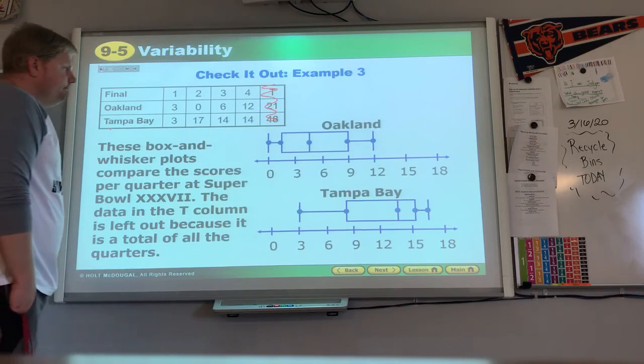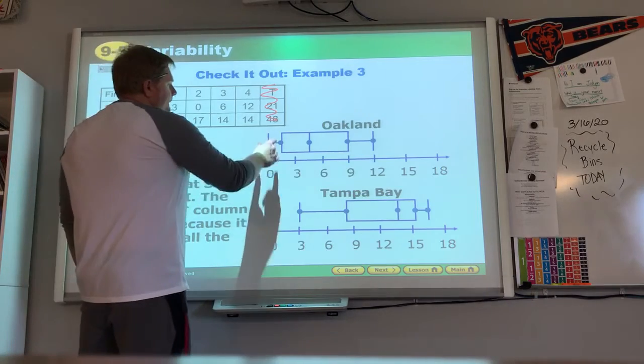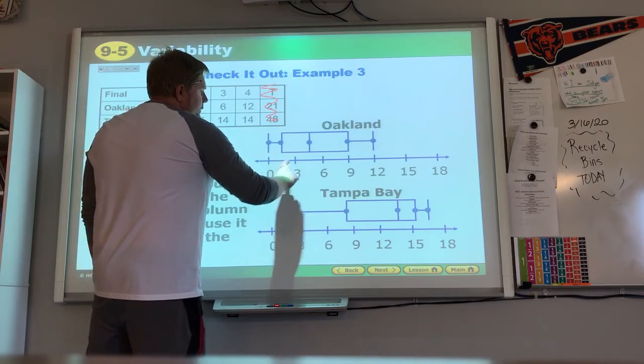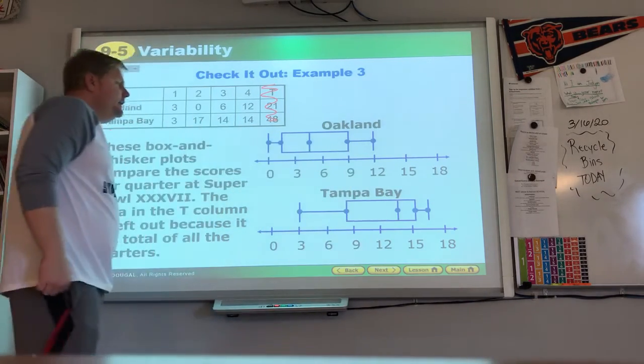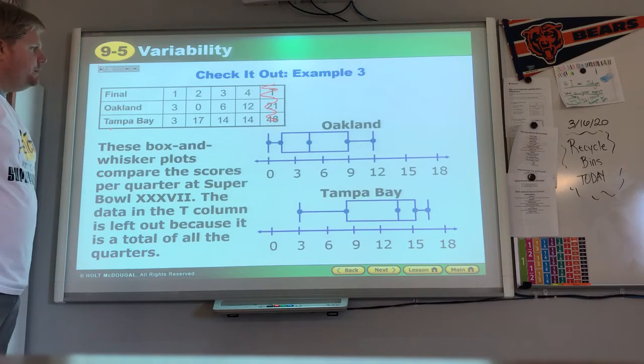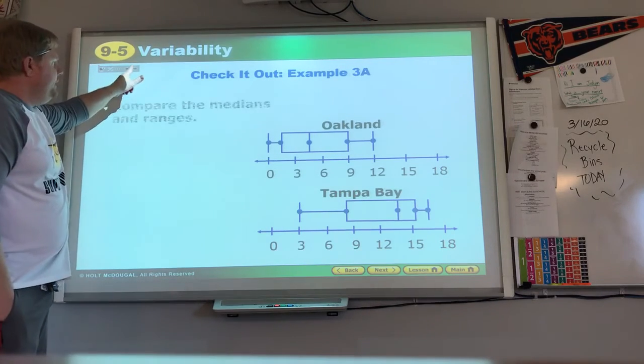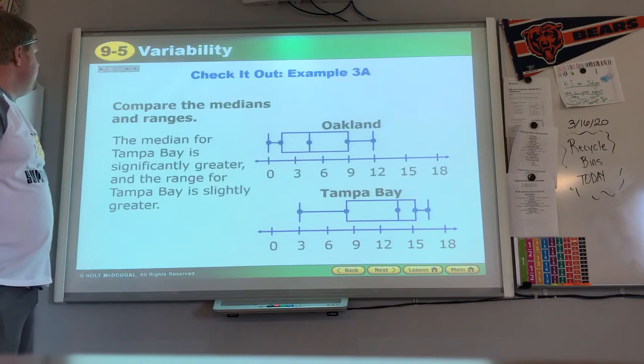Oakland, it's scoring between 1.5 and 9 in those first 3 quarters and 12 by the end. All right. So we have their scoring. We have the scoring of the Tampa Bay Bucs. All right. And we can compare them now. Compare the medians and the ranges.